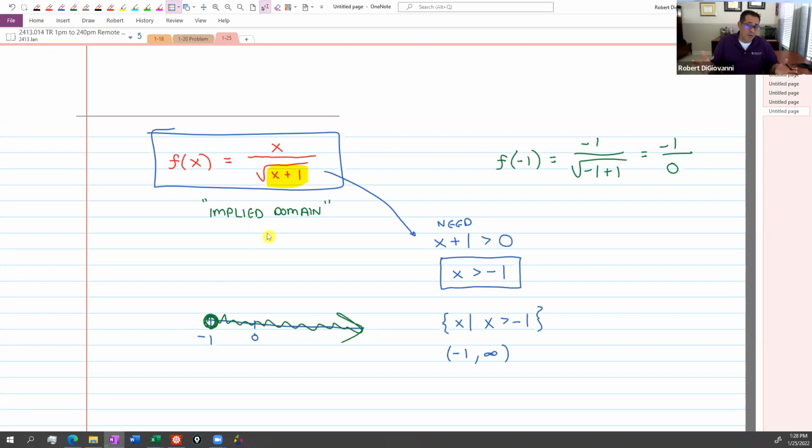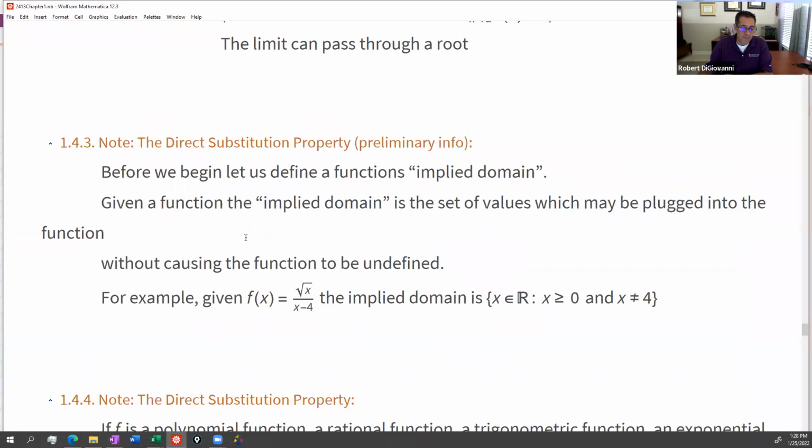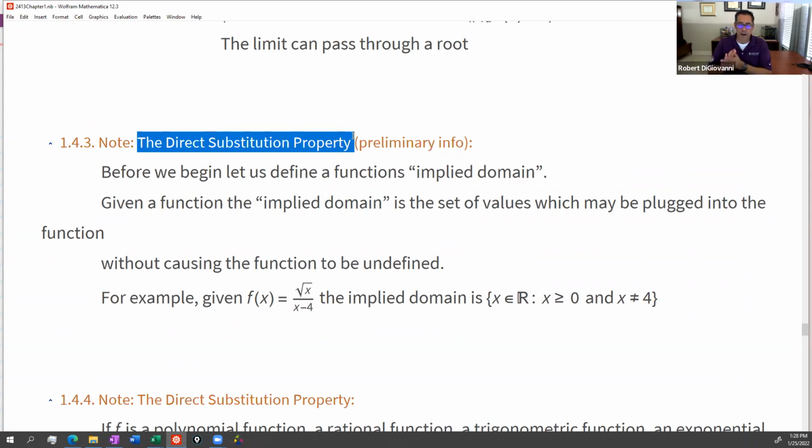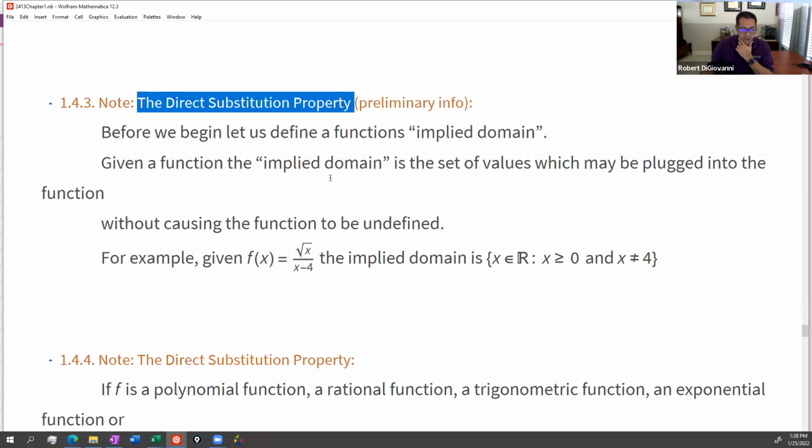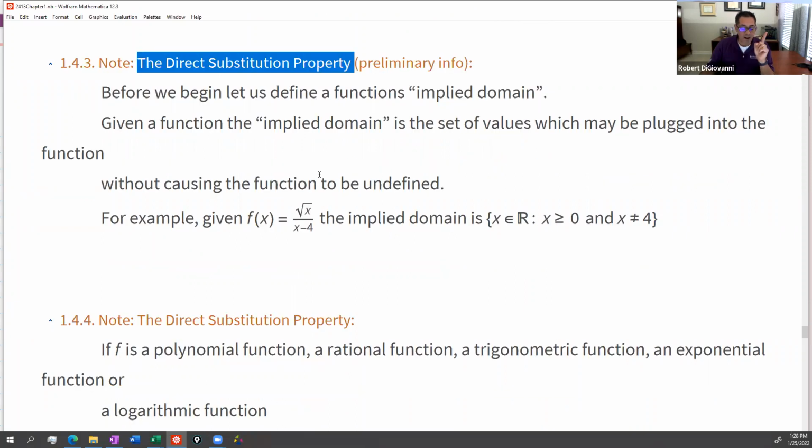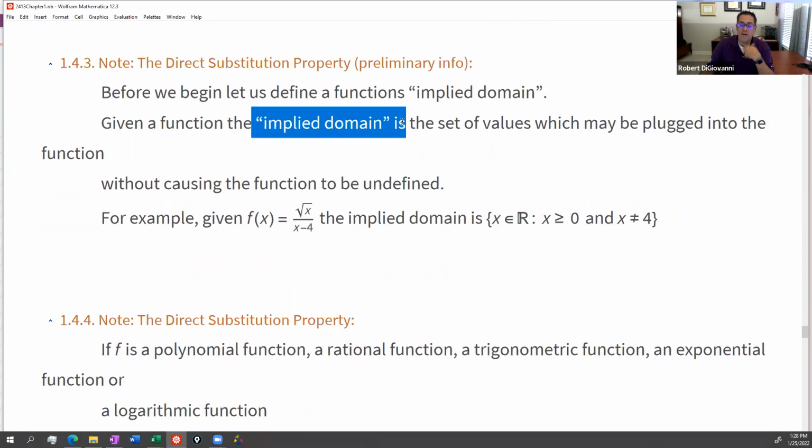So every function, when you're handed a function, has some implied domain. Sometimes it's all real numbers. Sometimes it's something like this, but we all need to understand what it is, okay? Every function has an implied domain. Now that's important for this note. This is called the direct substitution property, all right? The direct substitution property requires that we know how to figure out the implied domain of a function.